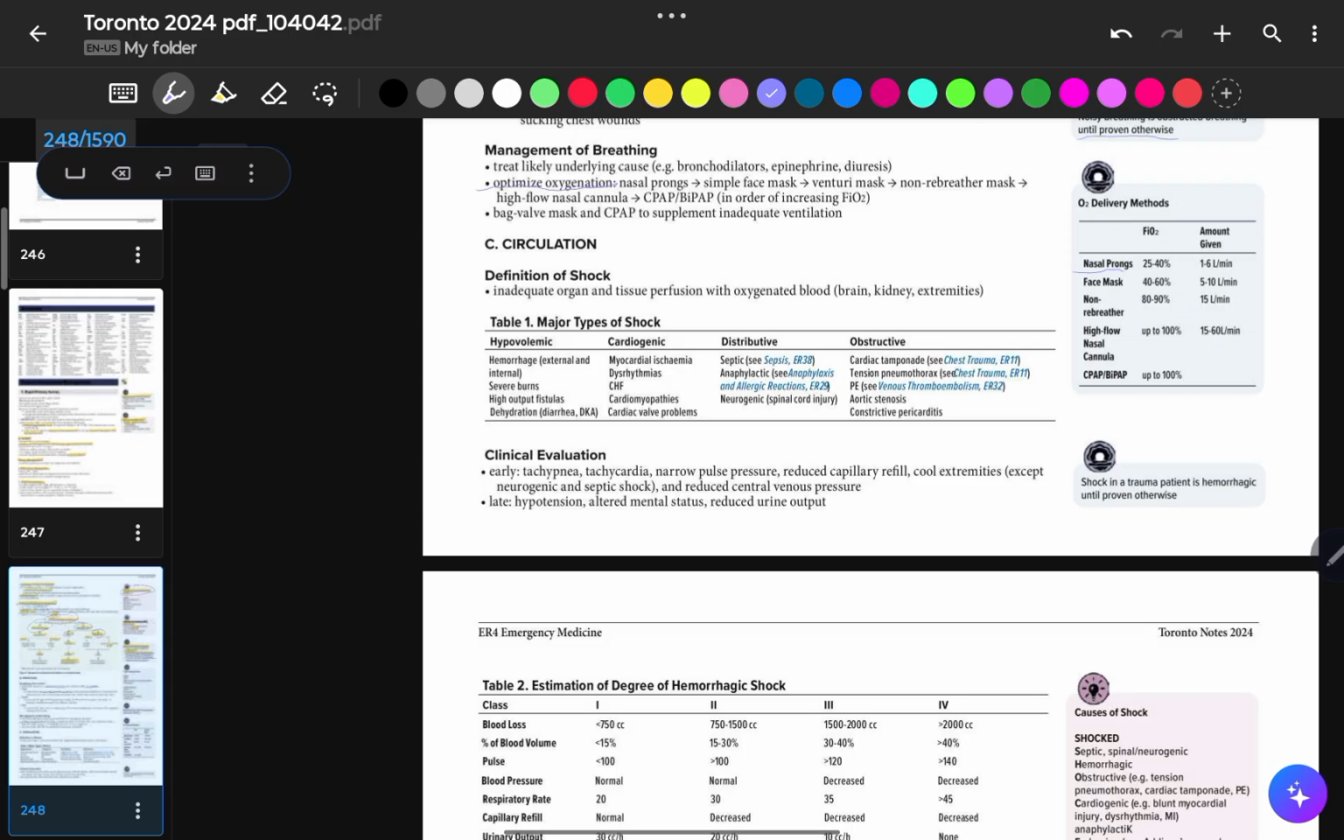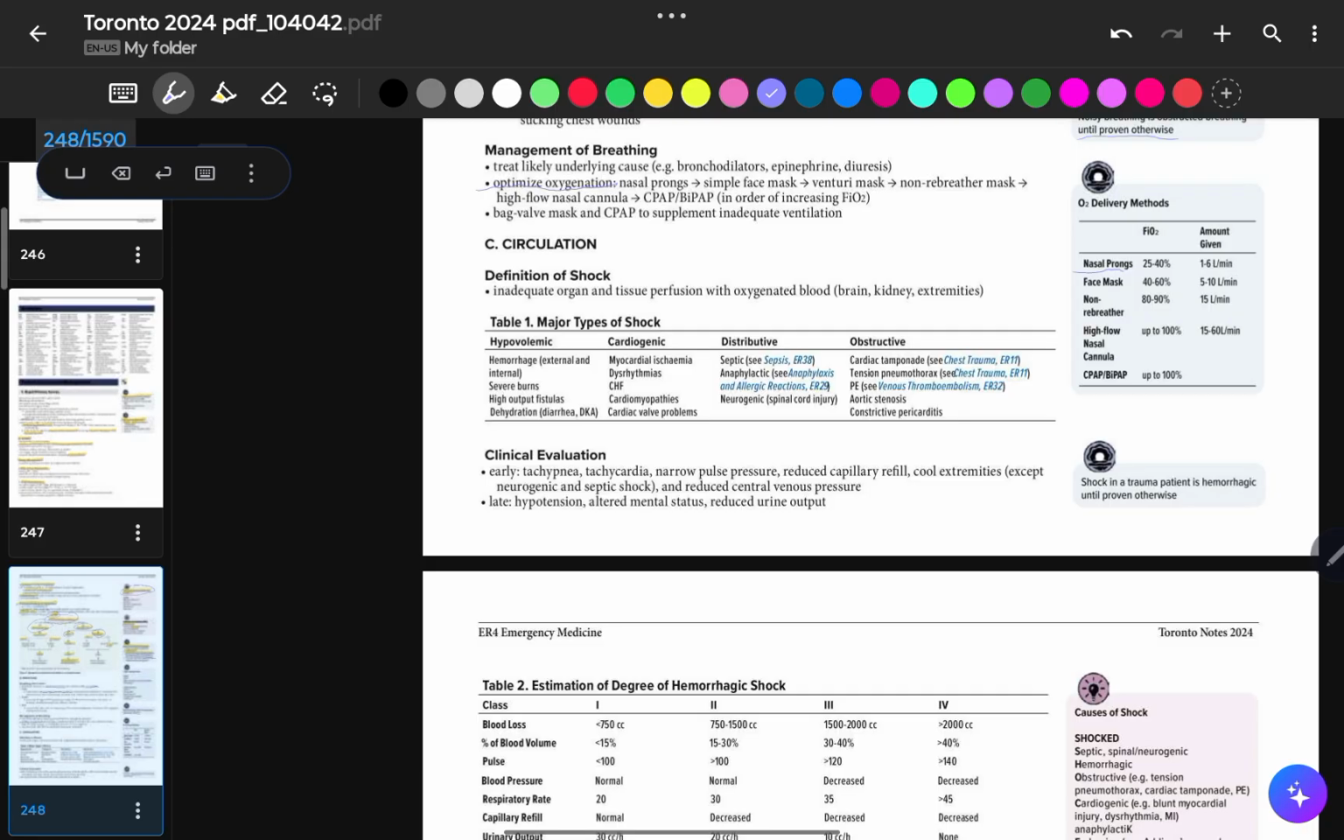So hypovolemic shock, we're talking about any fluid losses. So when you're losing blood, for example, in hemorrhage, in severe burns, you're losing fluid, in high output fistula, dehydration due to diarrhea or DKA. Those are your hypovolemic shock. Cardiogenic shock mainly has to do with the heart muscles and the heart valves themselves. For example, your myocardial ischemia, your MIs, your dysrhythmias, maybe your atrial fibrillations, your congestive heart failure, your cardiomyopathies, and then your cardiac valve problems.